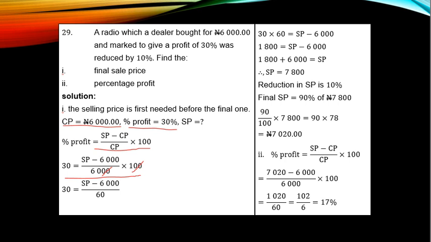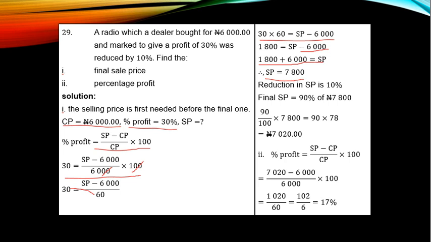If you cross multiply, you see 30 multiplying 60 in this form. When that happens, you have 1,800 equal to selling price minus 6,000. You collect like terms. This negative 6,000 comes and meets 1,800. It becomes positive 6,000 equal to selling price, and you have selling price when added is 7,800.